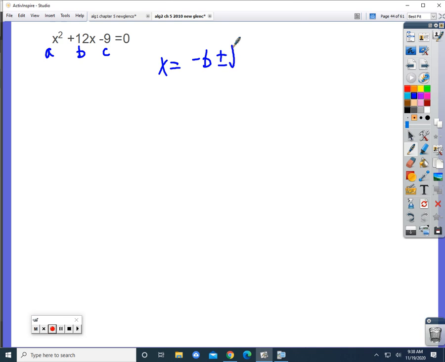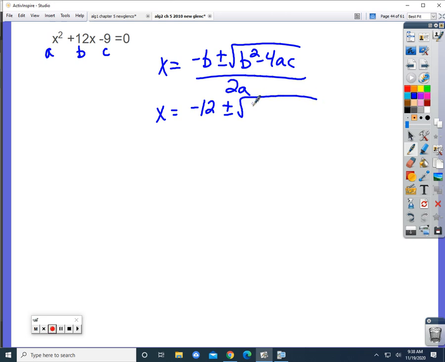Negative b plus or minus the square root of b squared minus 4ac, all over 2a. We're going to put everything in. And to me, that's worth half credit on a quiz or test question, so make sure you show this work. The b is actually 12, so we're going to make it negative 12. So b is 12 squared, minus 4, and then a is 1, and c is negative 9. And then underneath is 2 times 1, because the a is 1.